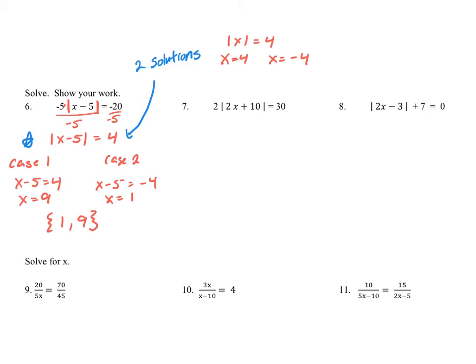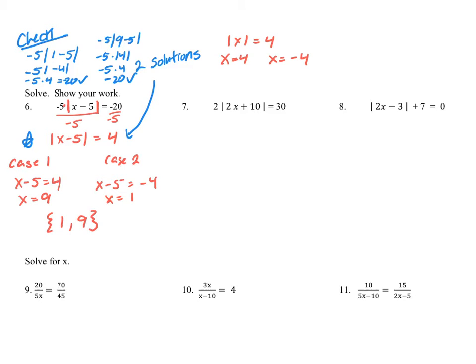If you wanted to check, you can check your work by just substituting back in. So if we have negative 5 times the absolute value of 1 minus 5, we're hoping that equals negative 20. That would be negative 5 times the absolute value of negative 4, which would be negative 5 times 4, which does in fact equal negative 20. So good. We need to check our other solution. Negative 5 times the absolute value of 9 minus 5. That's negative 5 times the absolute value of 4, which is just 4. So we have negative 5 times 4, which, yes, is negative 20. They both worked, so we did our problem correctly.